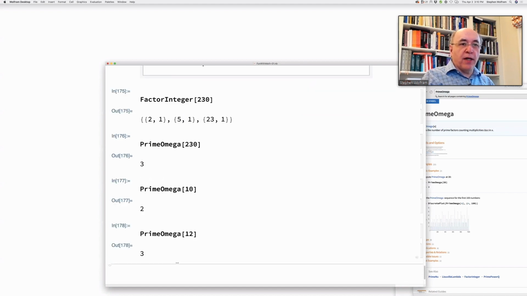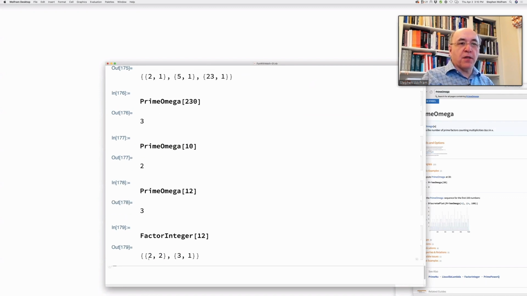Okay, so let's see why it says that. Let's say factor integer of 12. That's telling us that 12 is 2 times 2 times 3. So this quantity, prime omega, is counting the total number of primes we have to multiply together to get the number we're looking for. In this particular case, the answer is 3. It's 2 times 2 times 3, so there are 3 numbers involved there.